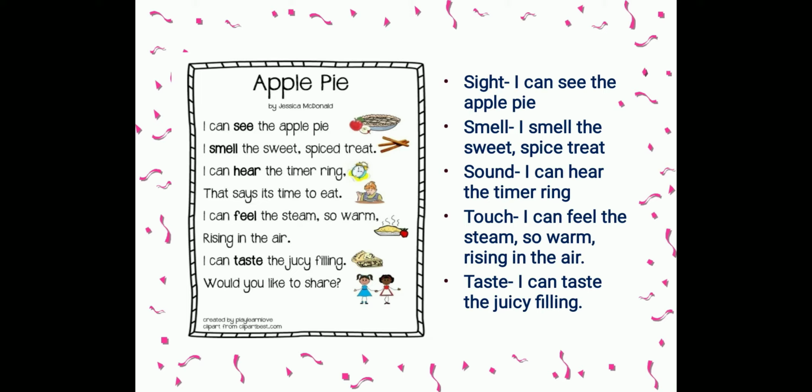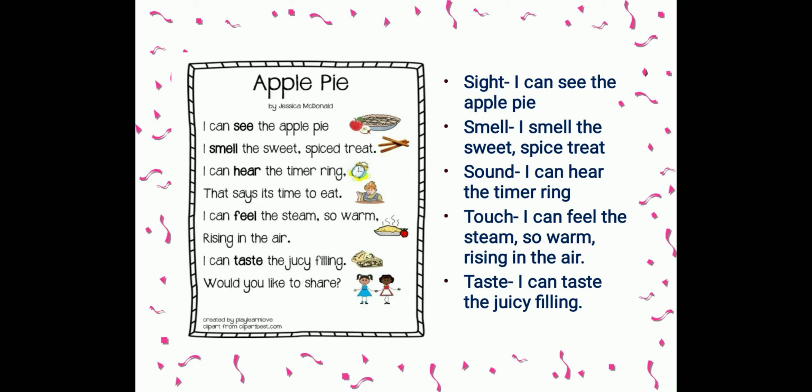So now let us try and identify the different senses. Now for the first sense, that is sight. I can see the apple pie. So it's of course that see. So that's related to sight. So now what is the sight that you can see? You can see the apple pie. Smell. I smell the sweet spice treat. So now along with this line, you're also imagining the sweet spice treat of pie.